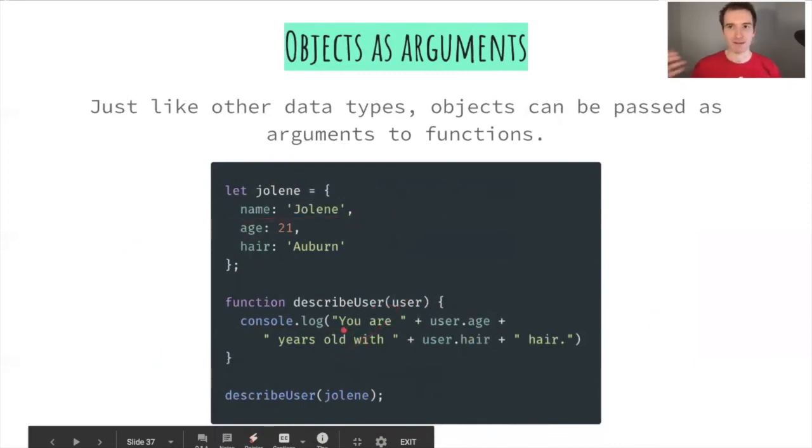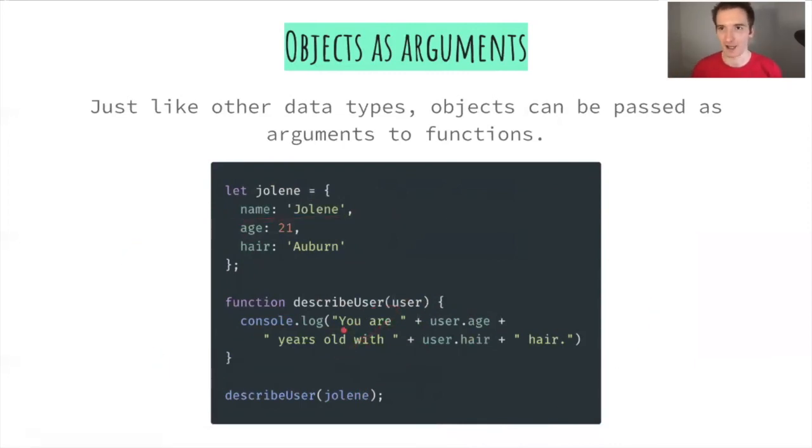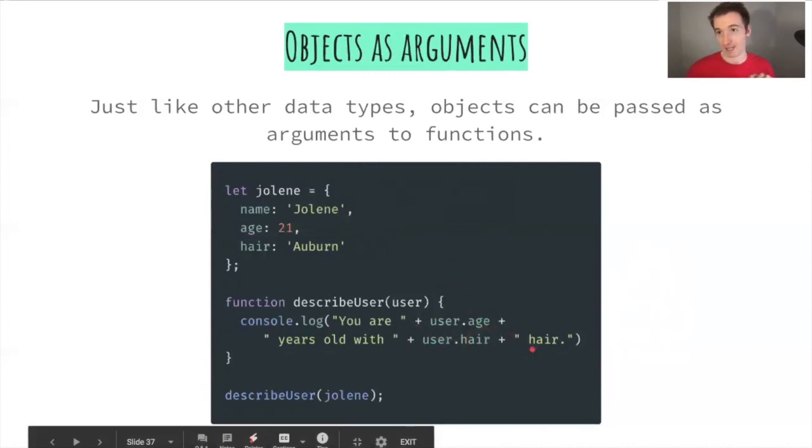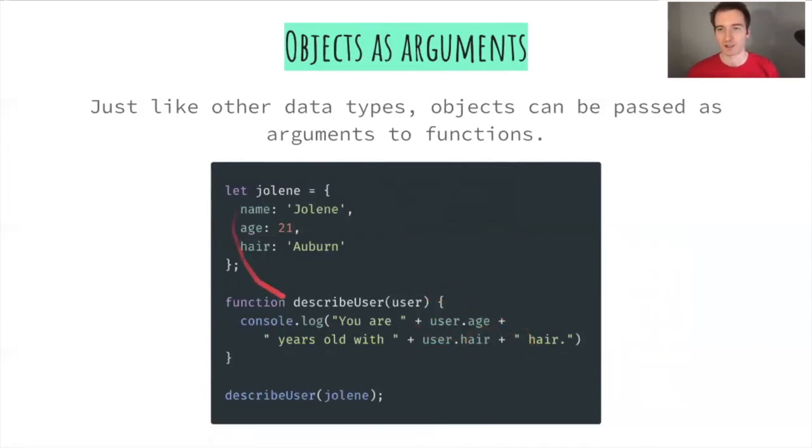So in this case, rather than having to rewrite everything for every single user, or instead of having to pass in multiple different arguments like the user's age and the user's hair, we can do it all really succinctly in one go by passing an object into a function.